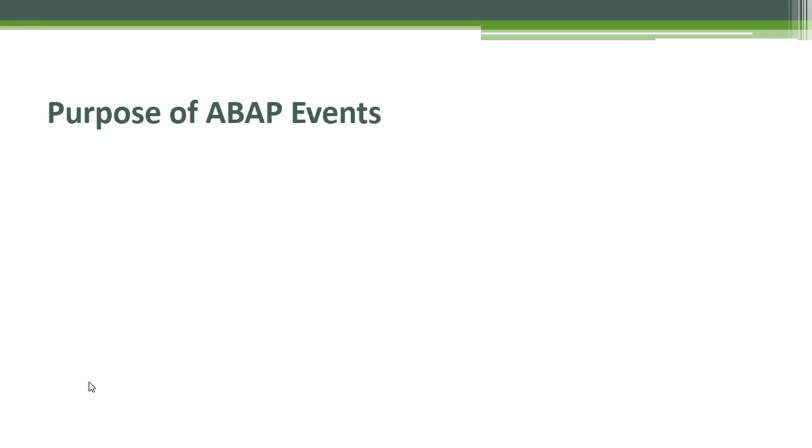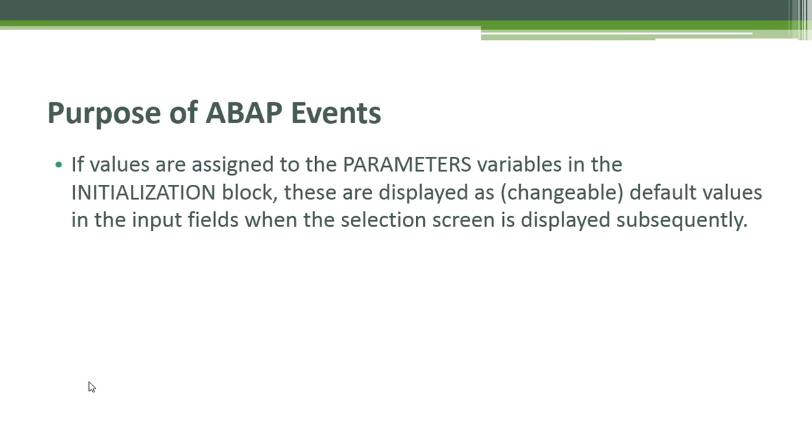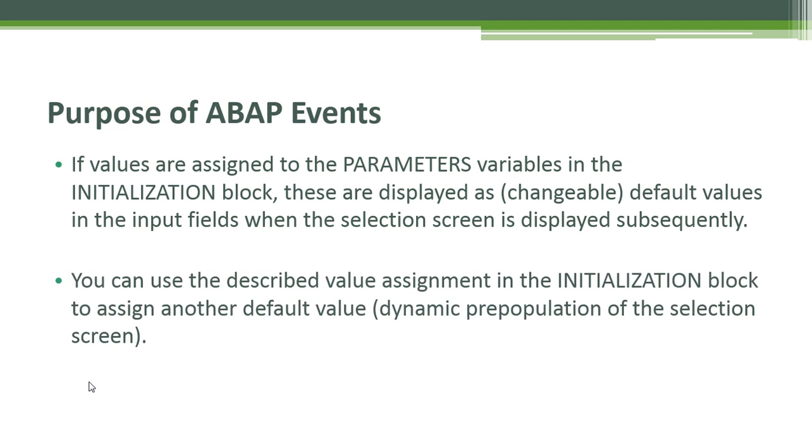Purpose of ABAP events. If values are assigned to the parameters variables in the initialization block, these are displayed as changeable default values in the input fields when the selection screen is displayed subsequently. You can use the value assignment in the initialization block to assign another default value, a dynamic pre-population of the selection screen.